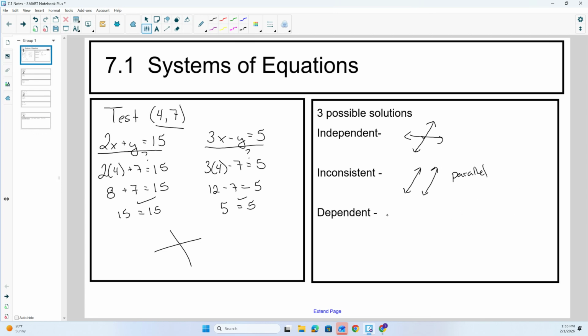And what dependent is, is that if I have one line, and then for whatever reason, I am given the same line, but it's written in a different form, we'll see this, and it's literally the same line again. And in this case, there are infinite solutions, because every single point on that line is a possible answer.